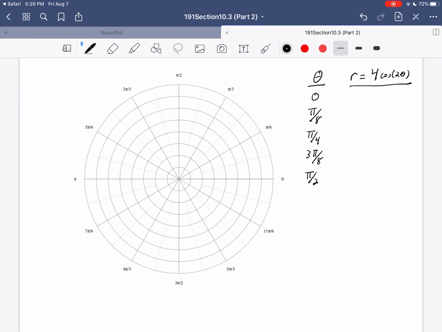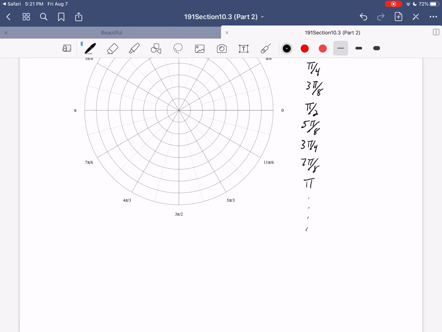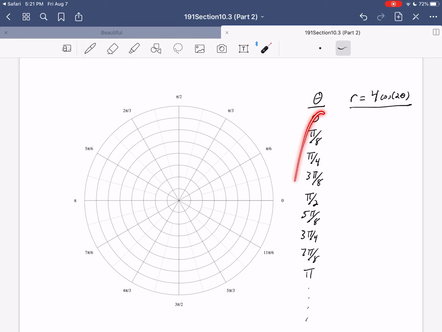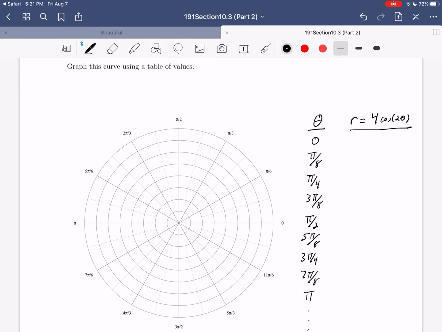We do have some more values: 5 pi over 8, then maybe 3 pi over 4, 7 pi over 8, and pi. Of course we've got many more that we could do, but let's see if this gives us enough information to intuit the rest of the graph. All right, let's plug in 0. We're going to get 4. When we plug in pi over 8, we get cosine of pi over 4, which is root 2 over 2. So this is going to be 2 root 2, which is roughly 2.8.